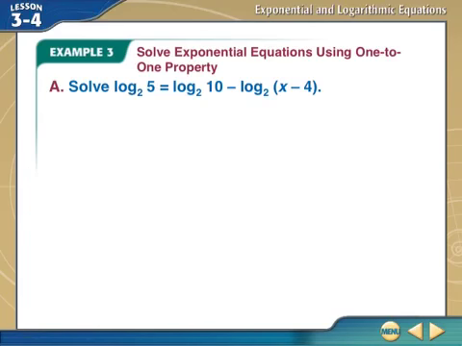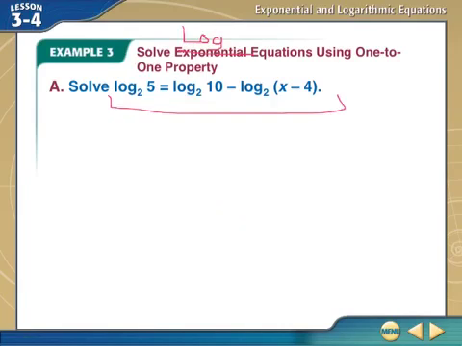In example 3, part A, we're asked to solve not an exponential equation. I don't know why the book wrote that, but it's supposed to be a logarithmic equation, and I'll abbreviate that as log, using the one-to-one property. Now, what we have here is log base 2 of 5 is equal to log base 2 of 10 minus log base 2 of x minus 4.